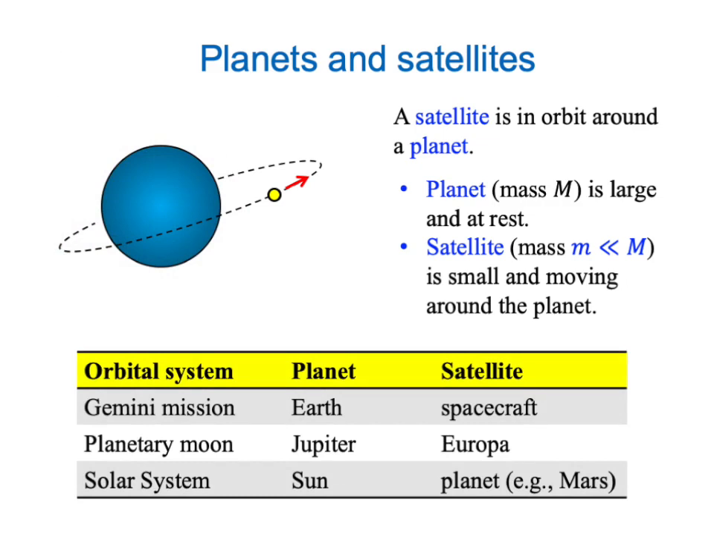Let's consider some orbital systems to see how this works out. In one of the Gemini missions of the 1960s, 2 astronauts orbited in a spacecraft, the satellite, about the Earth, the planet. So far, so good. But also, the same laws of orbits apply to natural satellites. For example, we can have a planet Jupiter with a satellite, its moon Europa. But also, the same laws of orbits will apply to the solar system. In this case, we might have a planet orbiting the sun. So now the sun is what we're calling a planet, and the planet is what we're calling a satellite.